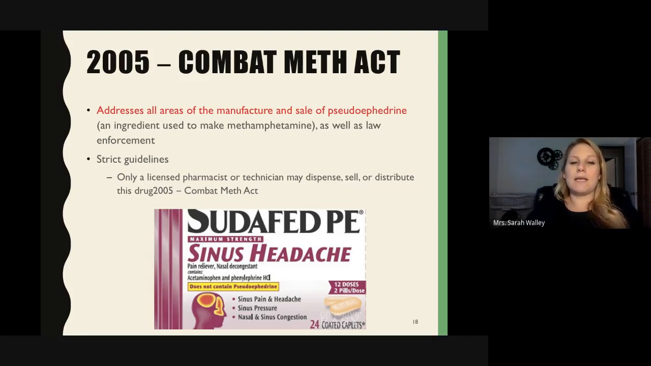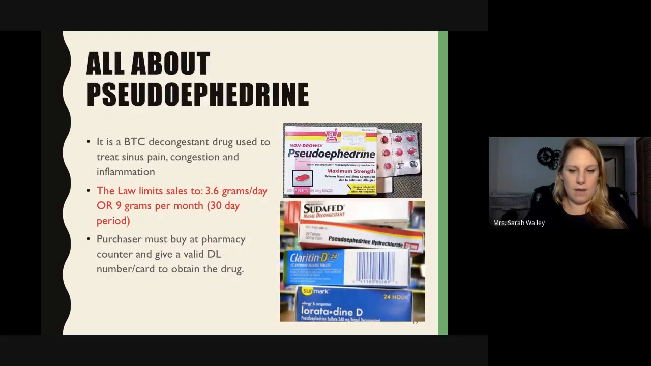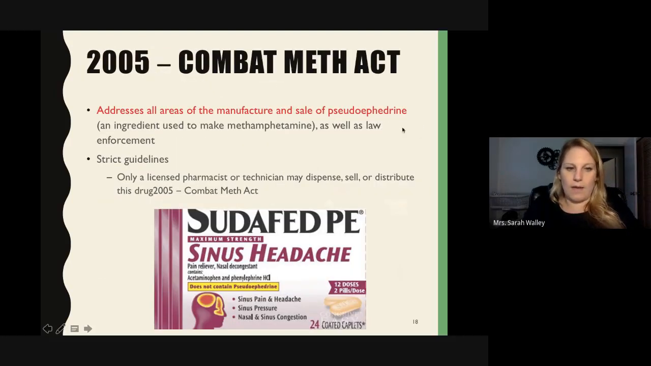So basically people would buy this over the counter, like in Sudafed, if you've ever heard of Sudafed, it's over the counter. You can buy it over the counter. And they would buy a ton of it and make meth. So there's strict guidelines to how much you can buy every day and every month. And so we'll go to that here in a minute. Only a licensed pharmacist or technician can sell, dispense, or distribute this drug. So that's important to note.